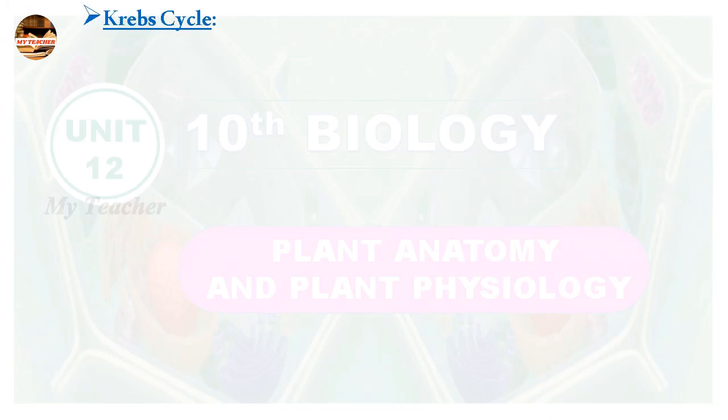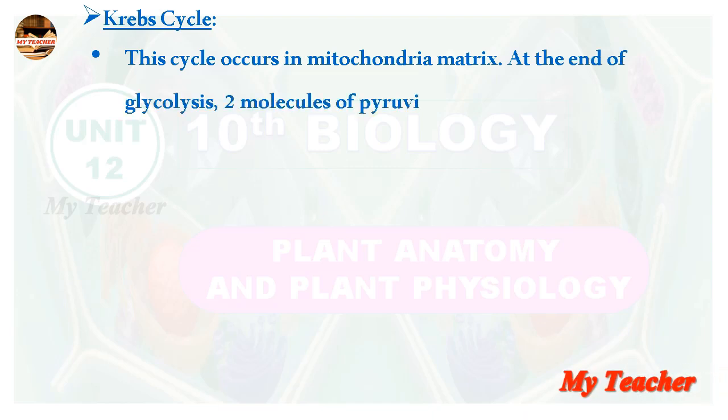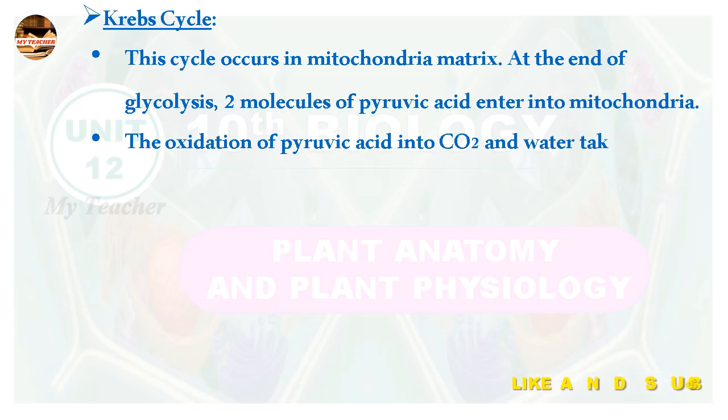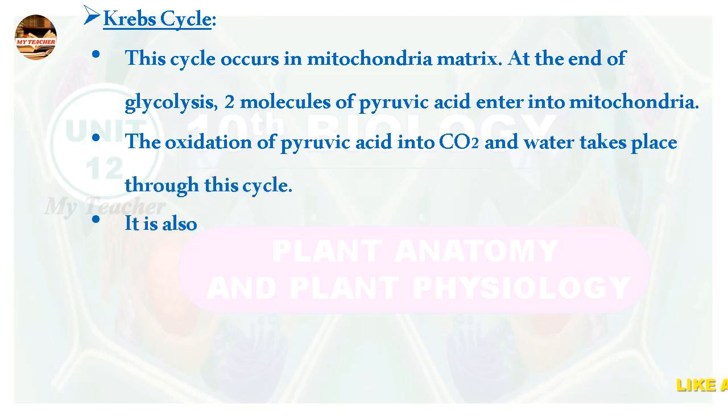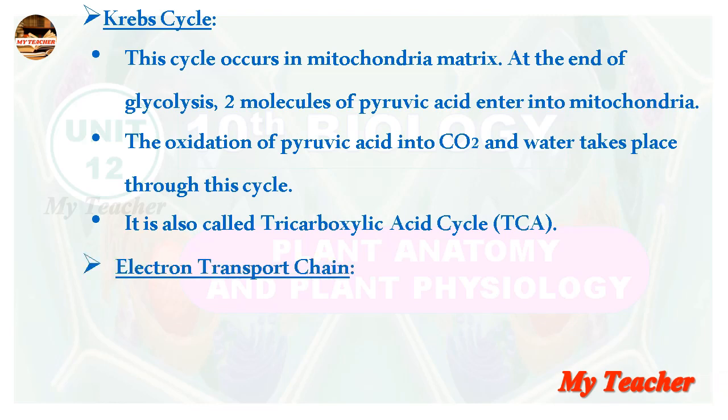Krebs cycle. This cycle occurs in the mitochondrial matrix. At the end of glycolysis, 2 molecules of pyruvic acid enter into mitochondria. The oxidation of pyruvic acid into CO2 and water takes place through this cycle. It is also called the tricarboxylic acid cycle or TCA cycle.